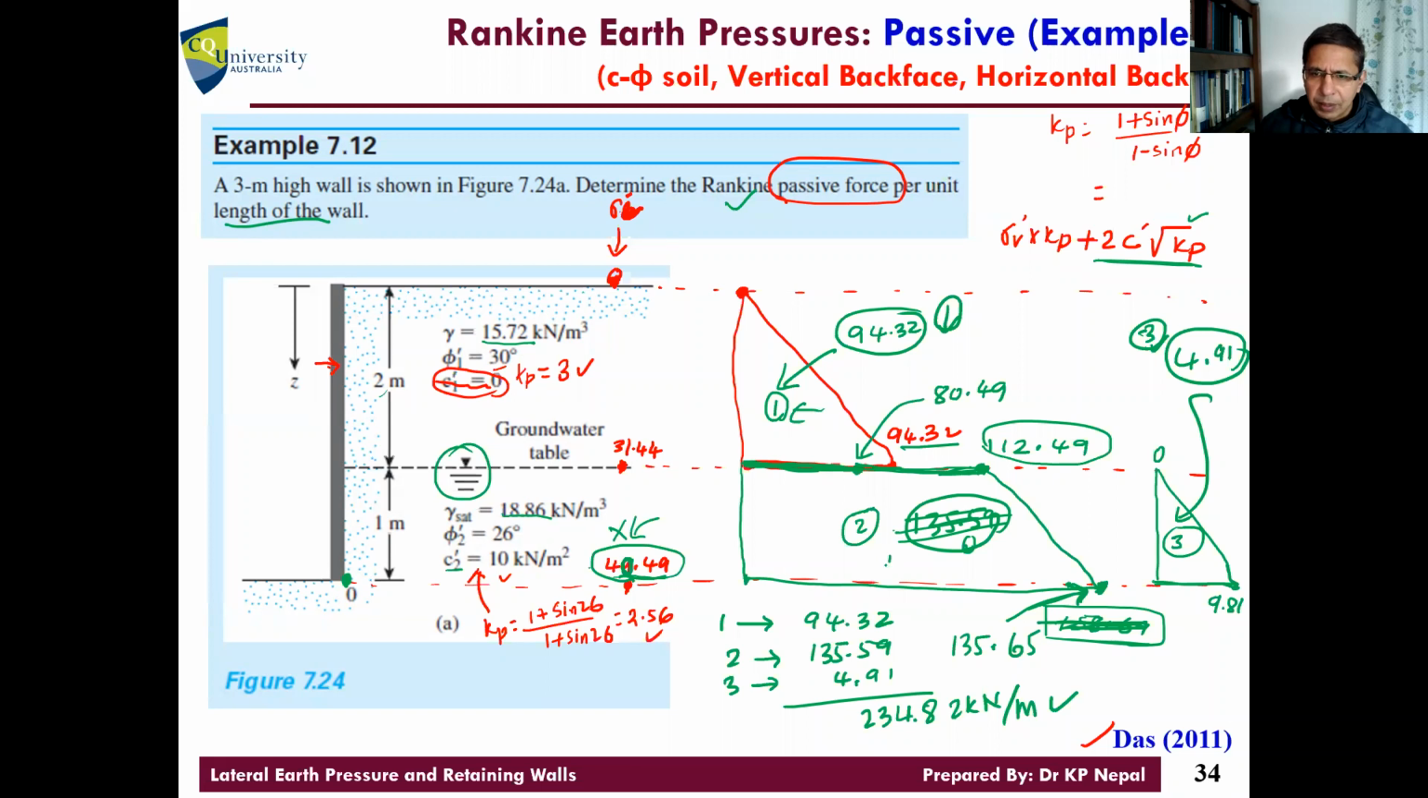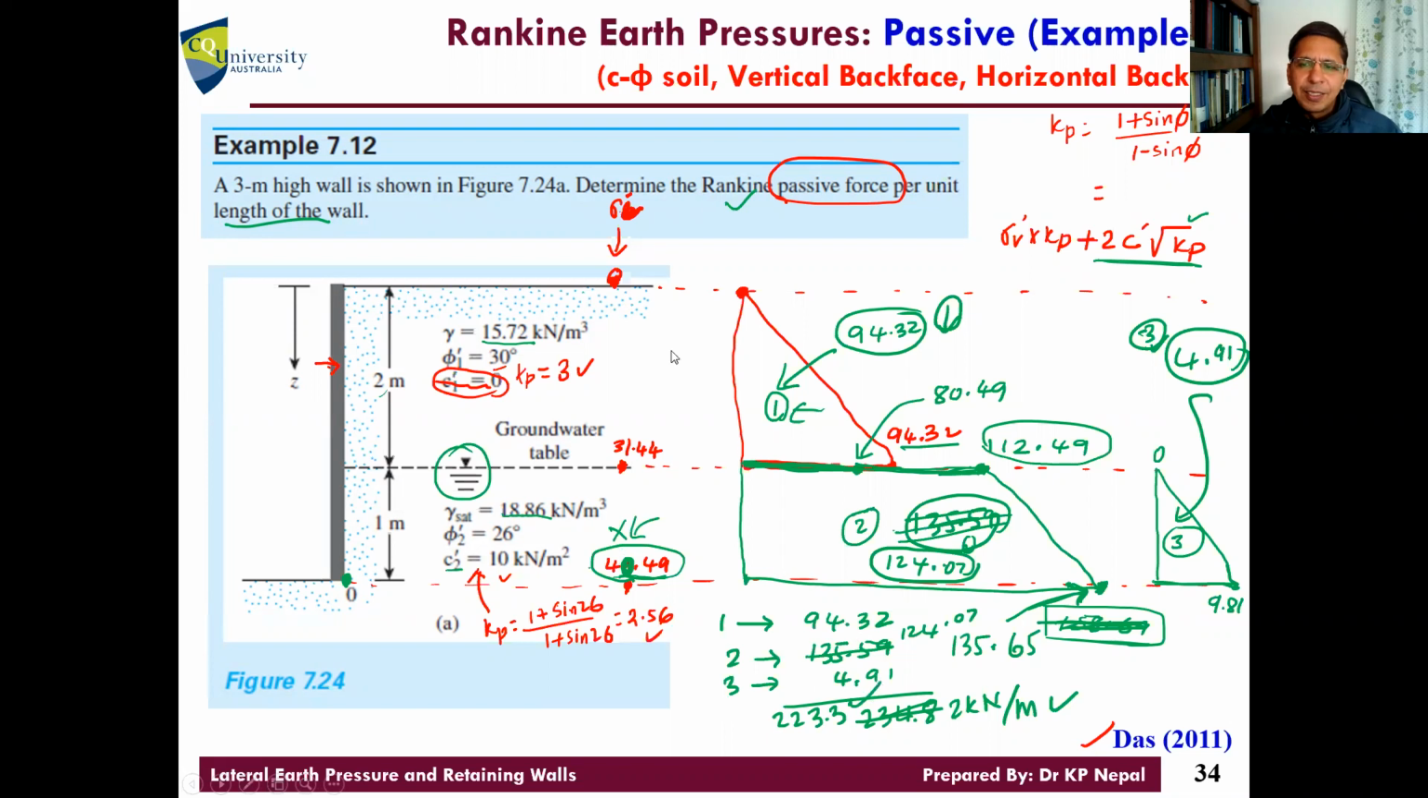124.07. Yeah, area of the second phase. So this will not be that. 124.07, right? Plus 94.32 plus 4.91. It should make now 223.3. 223.3, that's the vertical pressure. I wrote it wrong there, right, guys? Yeah, that's the kilonewton per meter.